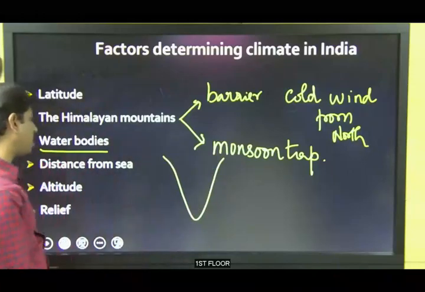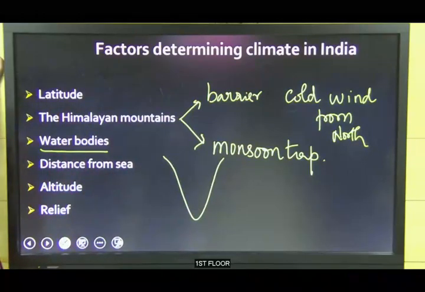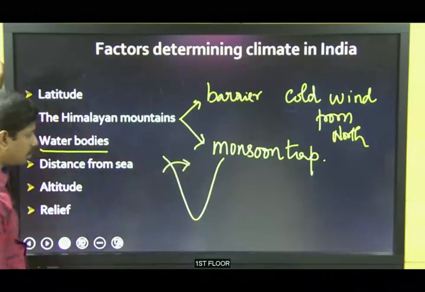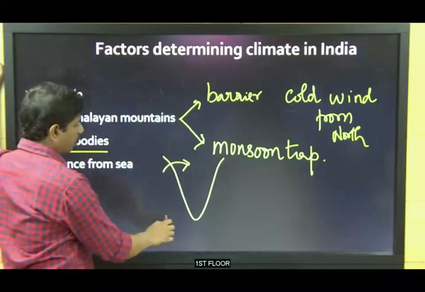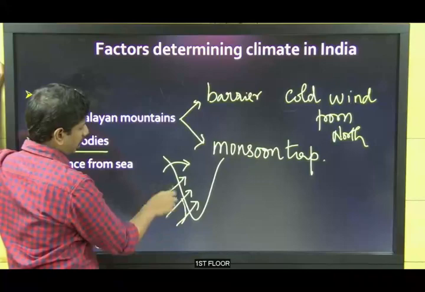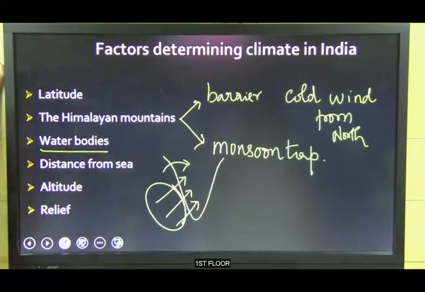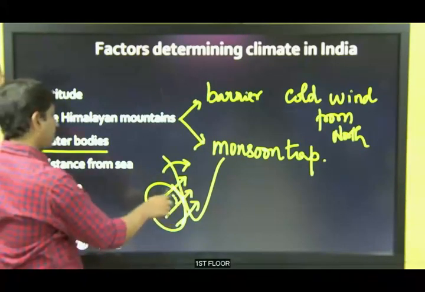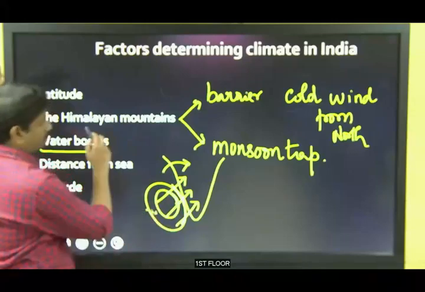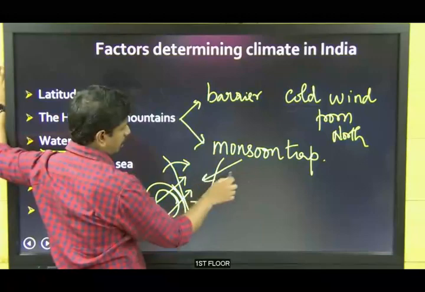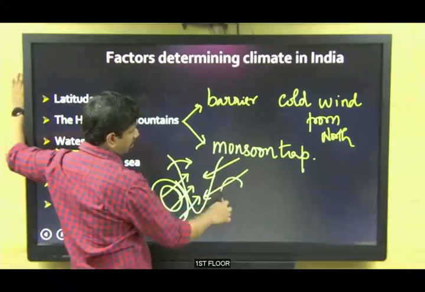Arabian Sea and the Bay of Bengal on both sides, how do they contribute? They have a moderating effect on the land, that is one thing. And then the southwest monsoon is a wind, but the moisture is given by the Arabian Sea. Monsoon is actually a wind, but the rain is because of the moisture added to the wind by the Arabian Sea. And similarly in the northeast monsoon also, the moisture is added by the Bay of Bengal.